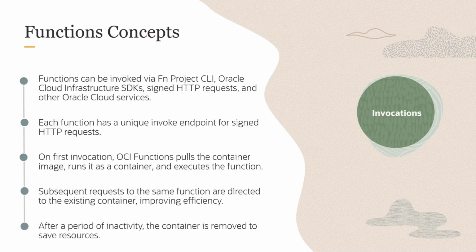To optimize resource usage, OCI functions removes the container after a period of inactivity. This means that if a function hasn't been invoked for a while, its container is stopped and removed, conserving resources until the function is needed again. Additionally, OCI functions provides detailed metrics about function invocations through metrics charts in the console. This information helps you monitor and understand the behavior and performance of your functions.